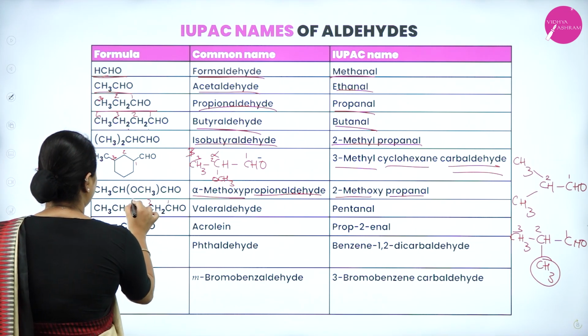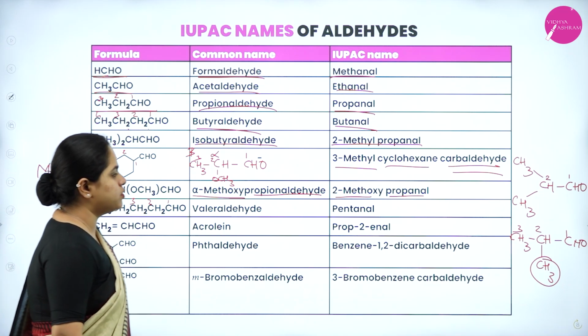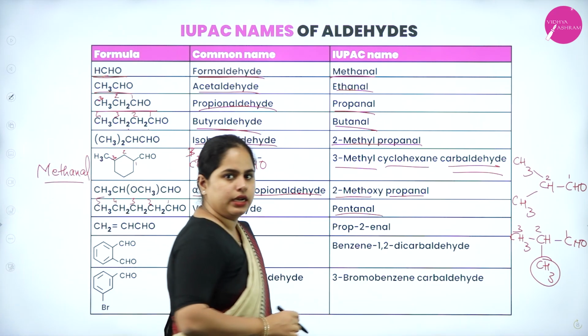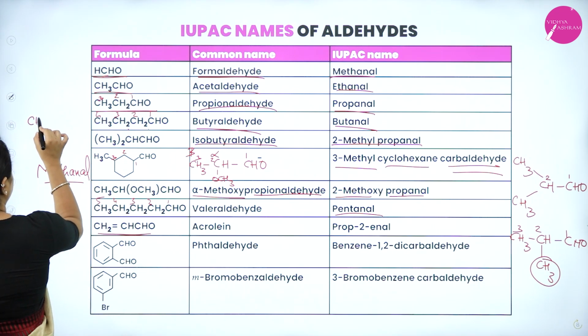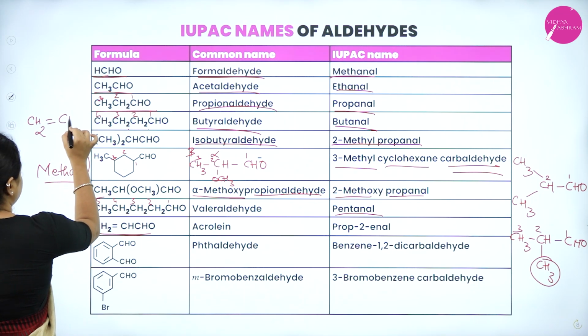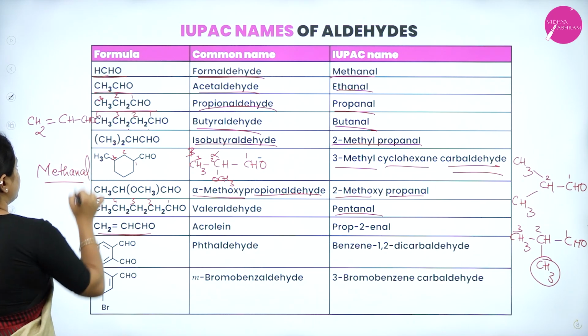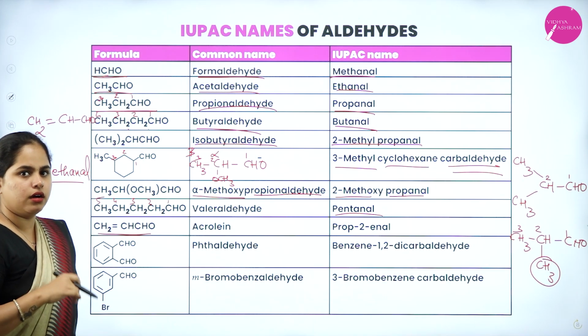Okay, so it is 1, 2, 3, 4, 5 carbon atoms. So the name will be, of course, pentanal. Clear? The next one is CH2=CH-CHO. So you have an aldehyde as well as a double bond.